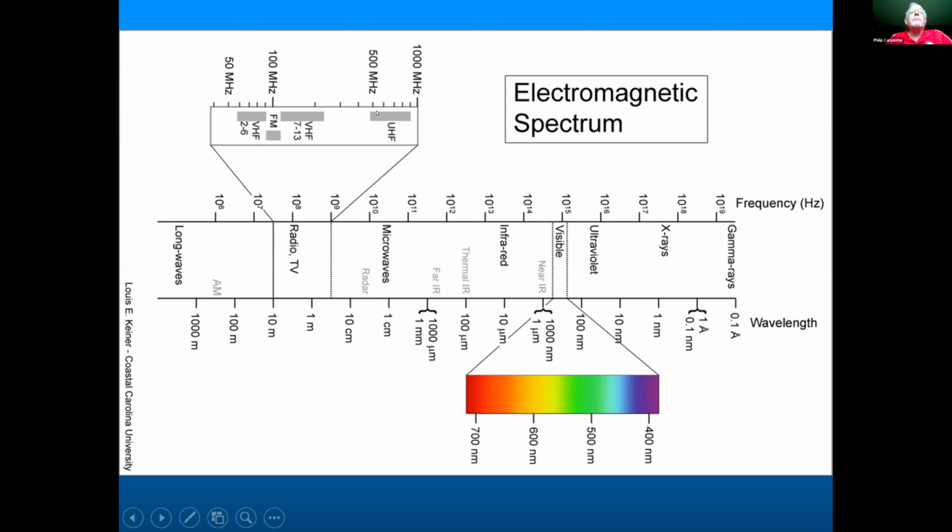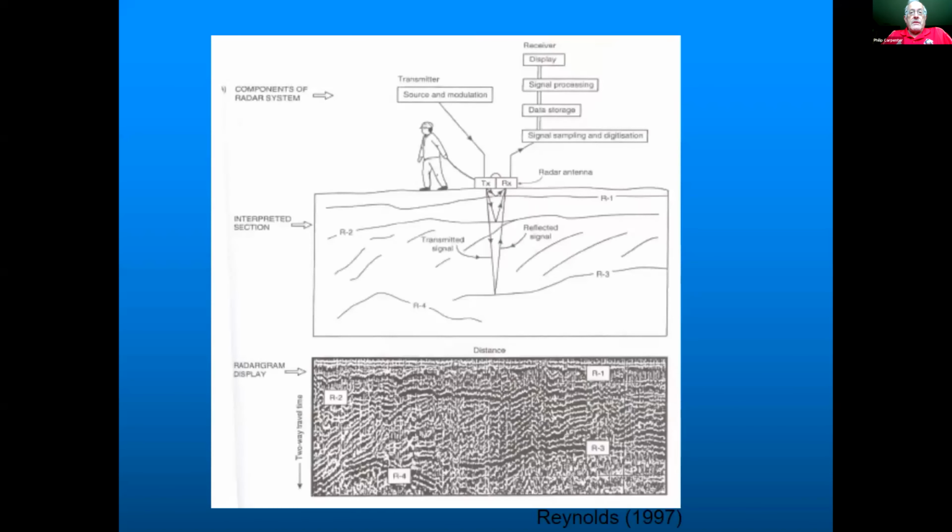So GPR we're between 50 and 1,000 megahertz. So we're basically in the range of FM stations. In fact, you can't do GPR if you're a radio transmitter.